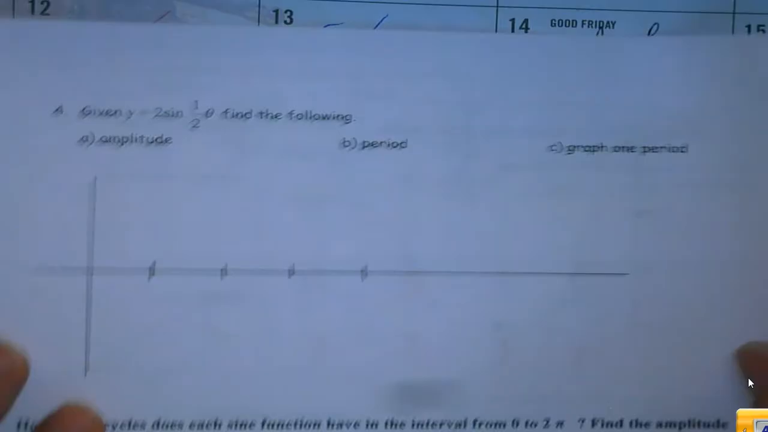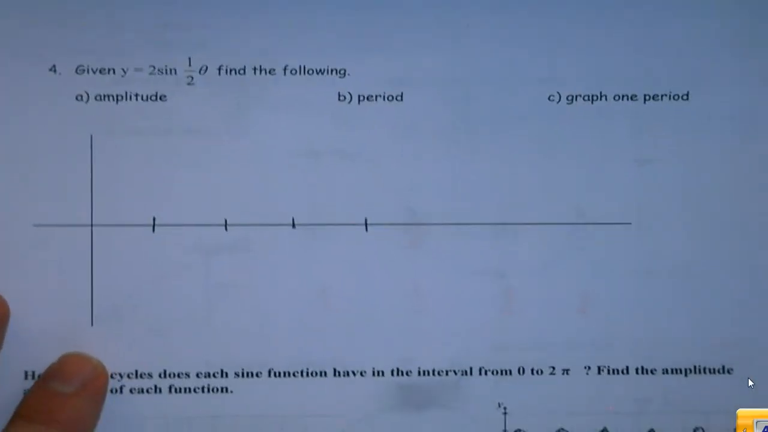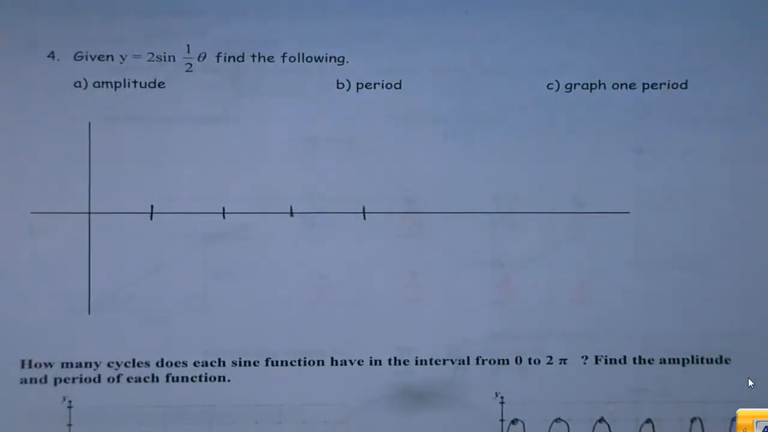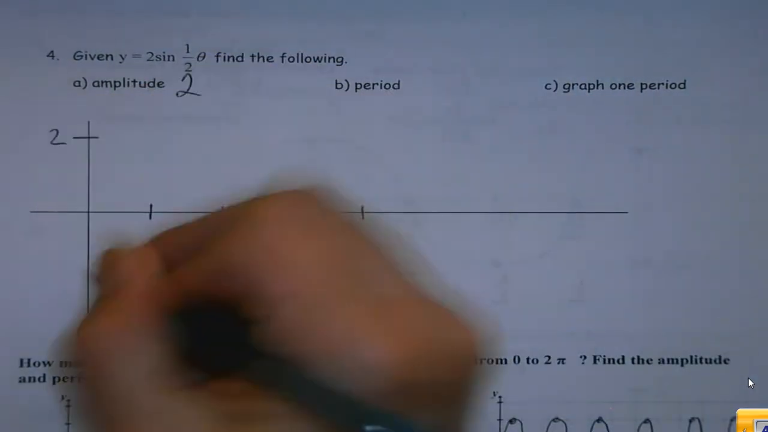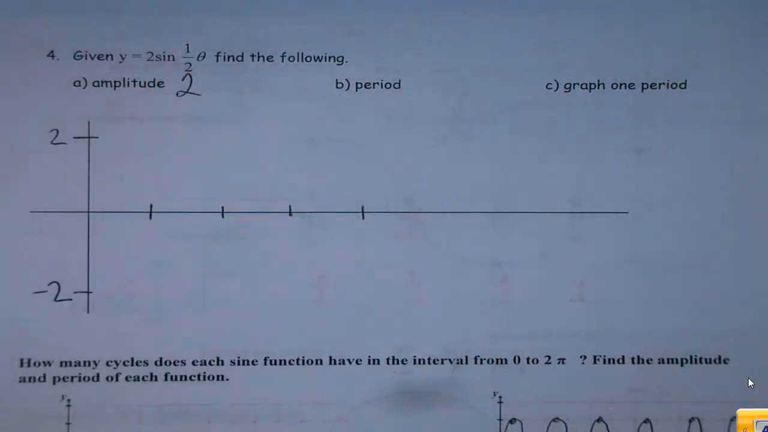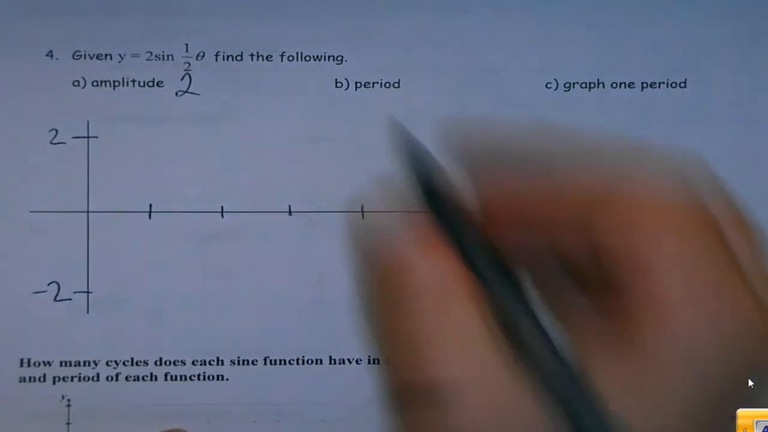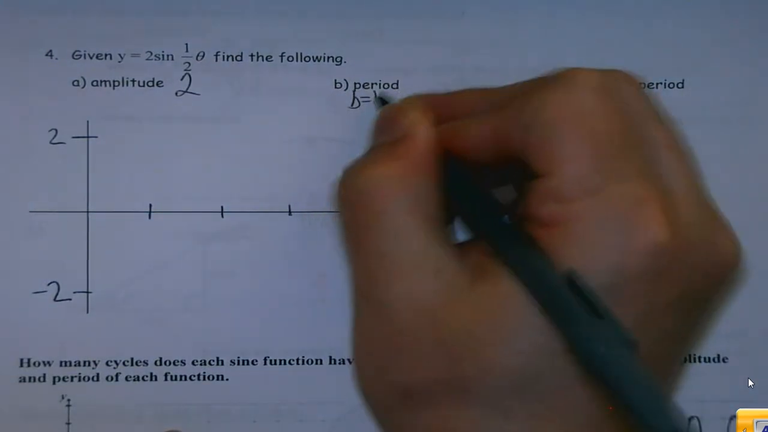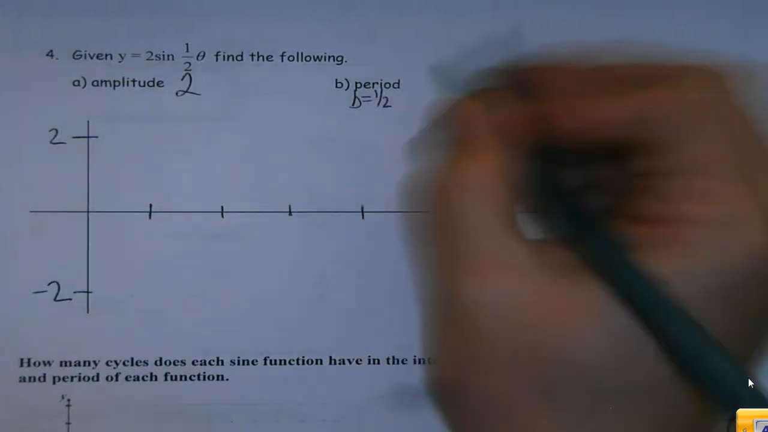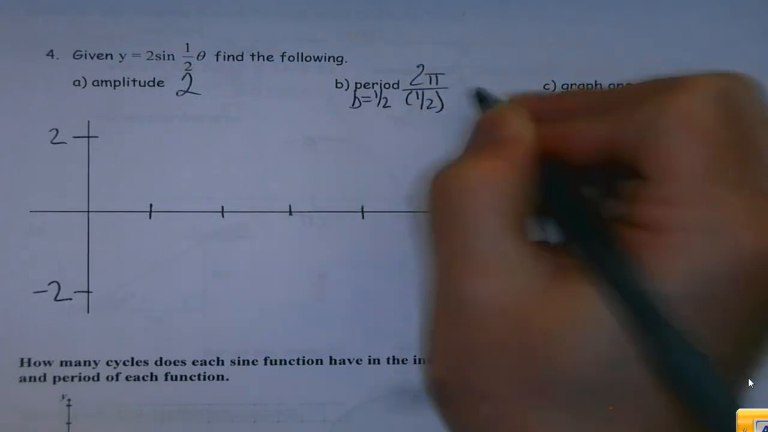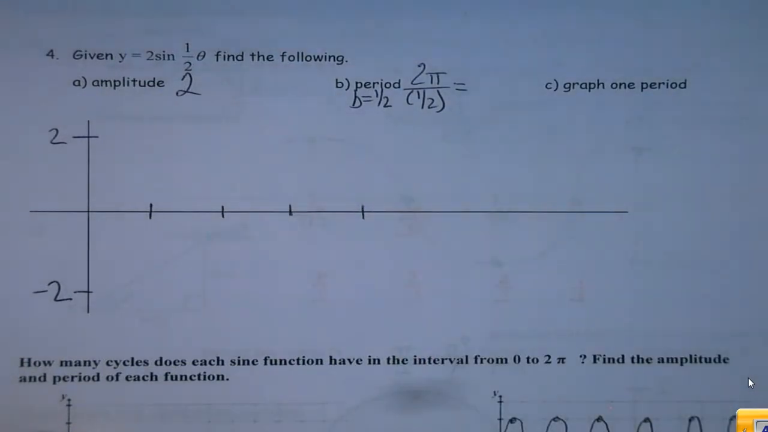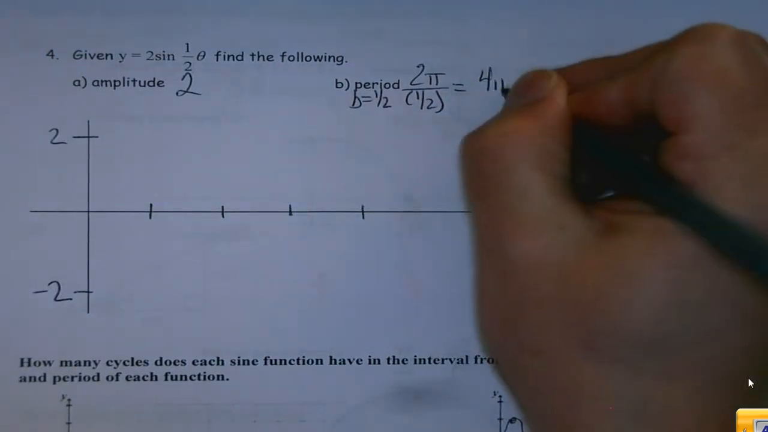All right, so as we head to the back, ooh, the ever fun fraction. Okay, amplitude is 2. Get my 2 and my negative 2 down. My B value is 1/2. Again, we've had this happen before. Dividing by 1/2 is the same as multiplying by its reciprocal, multiplying by 2. Which would be 4 pi.